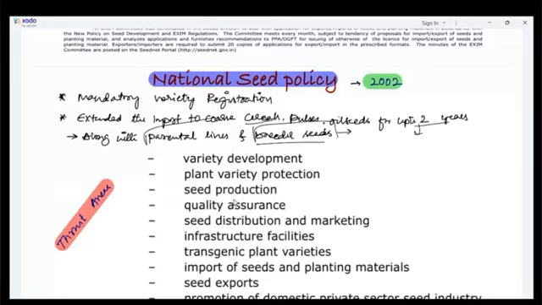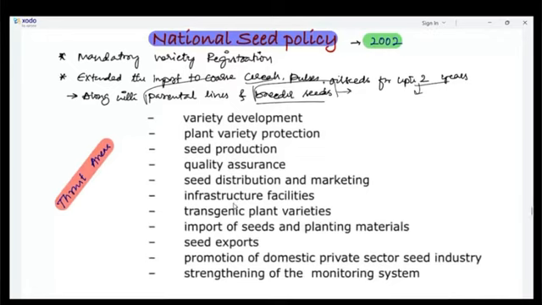The thrust areas under this national seed policy are variety development, plant variety protection, seed production, quality assurance, and all these things. Just go through them once. Okay, so this is the national seed policy. We started with 1966 and covered 1988, and also talked about the national seed project, which covered three different phases and led to the establishment of state seed certifying agencies and state seed corporations. Next, we discussed the new policy on seed development. Now I have talked about the national seed policy, which came in 2002.